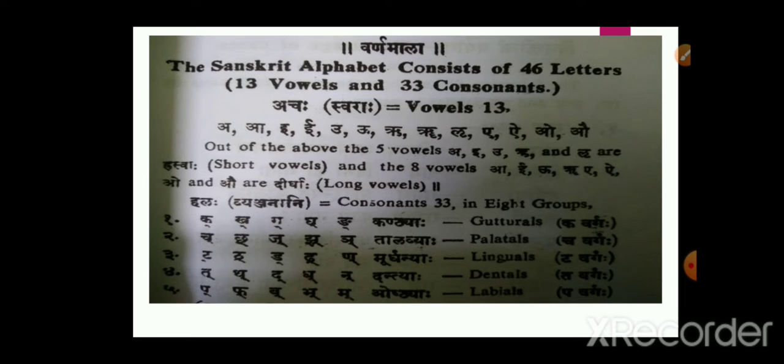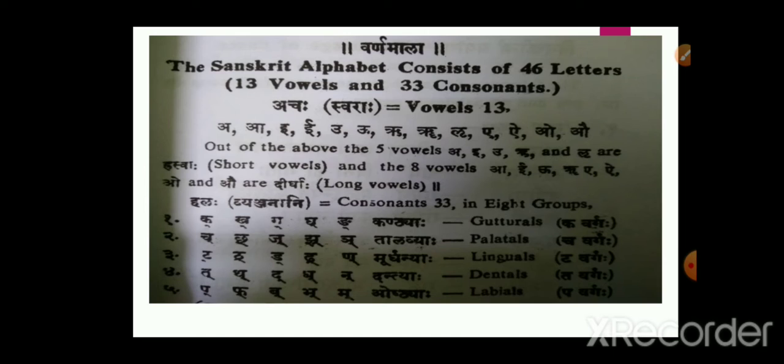Ka vargaha, Cha vargaha, Ta vargaha, Ta vargaha, Pa vargaha. Among these five groups, the last three letters, if you can observe, what are the last three letters in the Ka vargaha? Ga, Gha, Nga. And in Cha vargaha, what are the last three letters? Ja, Jha, Nya. And in the Ta vargaha, what are the last three letters? Da, Dha, Na.